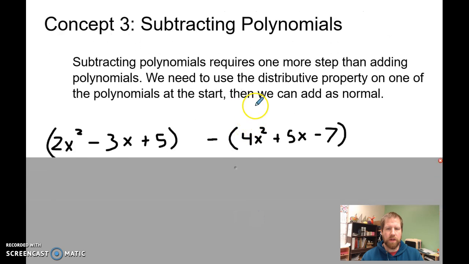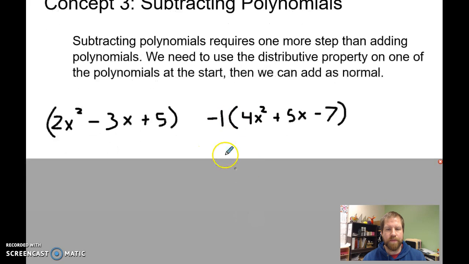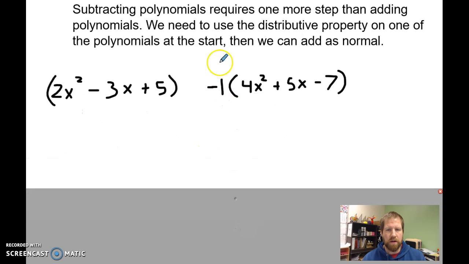Alright, so when we are subtracting polynomials, we're going to have one extra step, and that step is going to be distributing out this negative sign, right? This negative 1 that we're multiplying by our second polynomial. Okay, it's the same as subtraction. If you think of it that way, it's really easy to distribute out. We're distributing that negative sign, that negative 1. Okay, so let's do that.